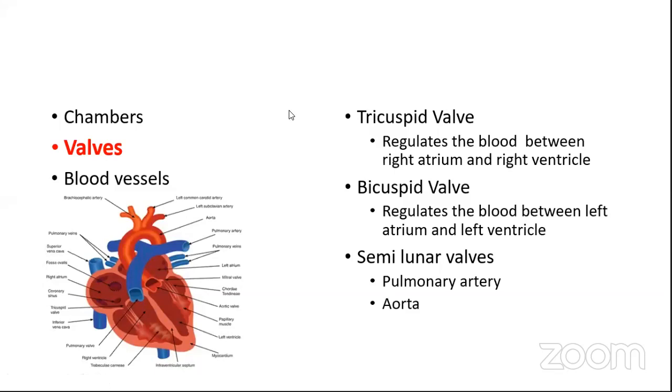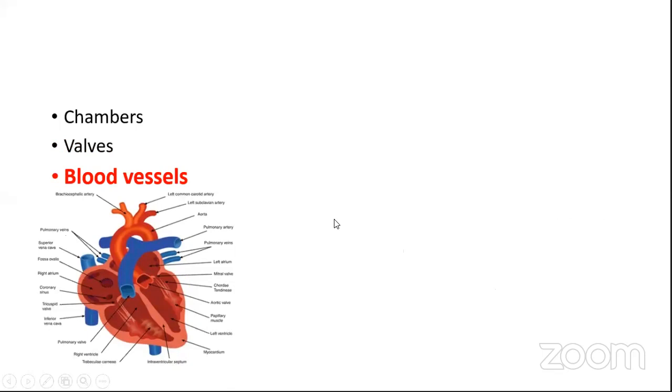Right. We move on to the next. Here, the 4 chambers are over, and the valves are over. Right. Now we move on to the blood vessels. So what are the blood vessels in the heart?